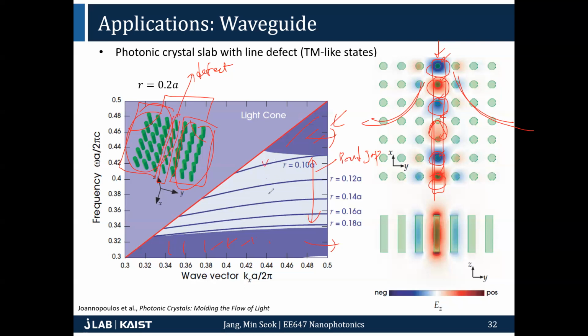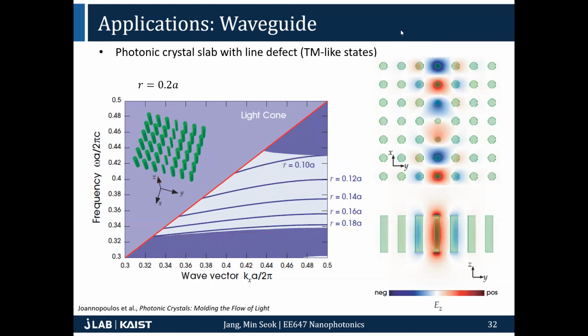So here I draw the dispersion relation of the guided mode as a function of the radius of this defect. Okay, so this defect radius is 0.1a, 0.12a, 0.18a, and then here this is 0.2a. The original thing is 0.2a. So once r becomes 0.2a, then it coincides with this band, the lowest band. But as it deviates from the regular size, you see here the guided mode can be supported. Okay.